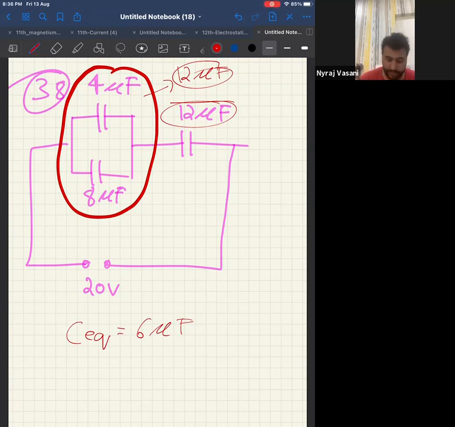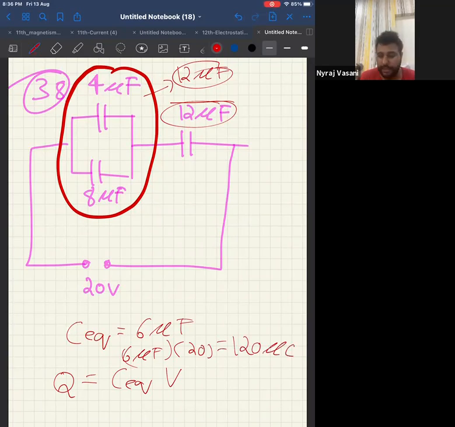And the capacitance is 6 microfarad. Therefore, the total charge Q delivered into the system will be C equivalent into V. So they tell me what is the total charge delivered to the system. Total charge delivered will be 6 microfarad into potential. What is the potential? 20. Therefore, can I say 120 microcoulomb is the total charge supplied from the source? Till here, everyone should know.